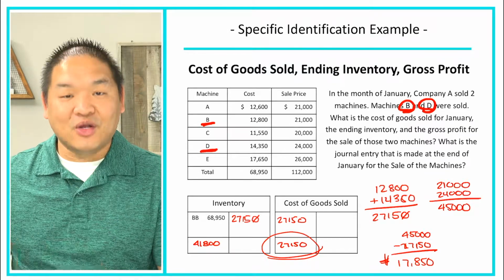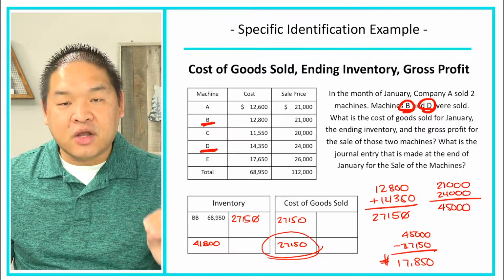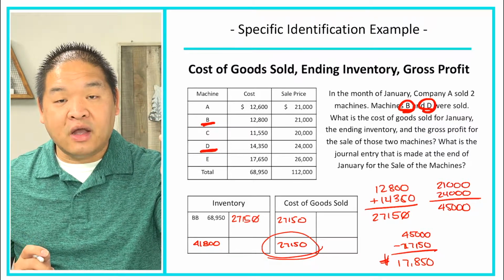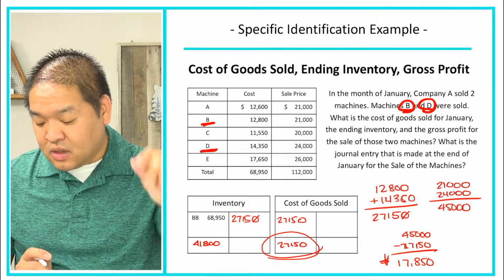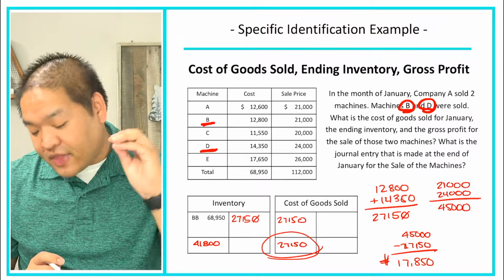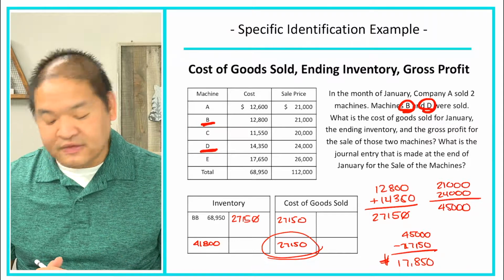Once we have that, then we can calculate our gross profit. Our gross profit, we take our revenues minus our cost of goods sold, gives us our gross profit. Well, our revenues was $45,000 from selling both of those items. We subtract $27,150, which is our cost of goods sold.